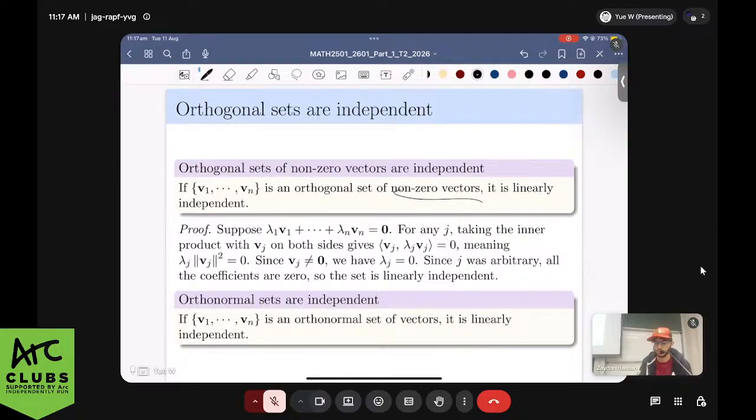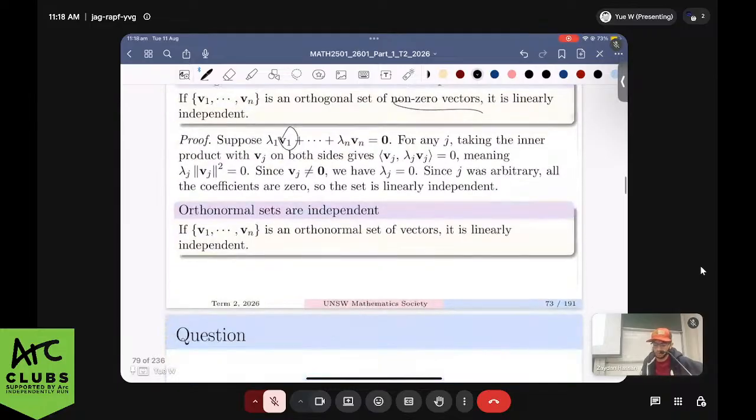The only thing you know about the set is it's orthogonal, so you probably want to use that fact, meaning you want to take inner products. If you do that, for example, with v1, take the inner product with v1, all the other ones will vanish because v1 inner product with v2 is 0, v1 inner product with v3 is 0, etc. The only thing remaining in the sum will be lambda 1 times the inner product of v1 with v1 equals 0. And the norm of v1 squared is not 0 because we're assuming v1 is not a 0 vector. So lambda 1 is 0. You can do that for all of them. Orthonormal sets are also independent. You don't even need to assume non-zero because orthonormal means they're all unit length. They can't even be 0.